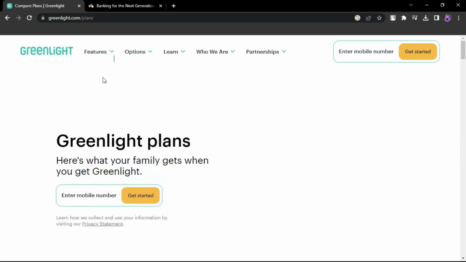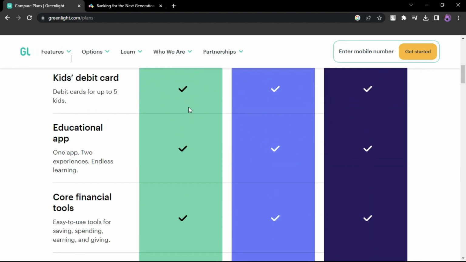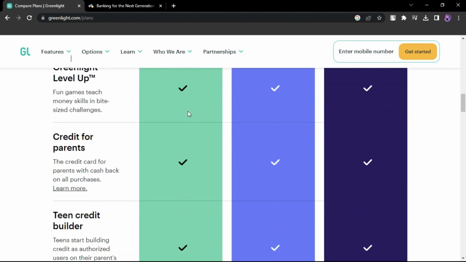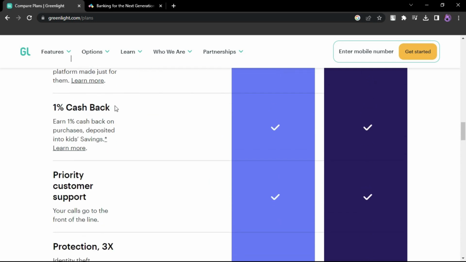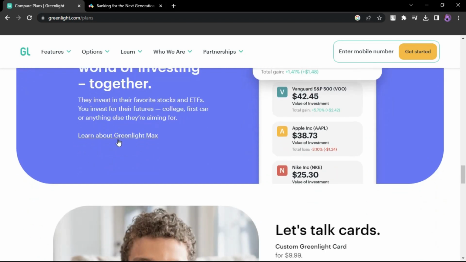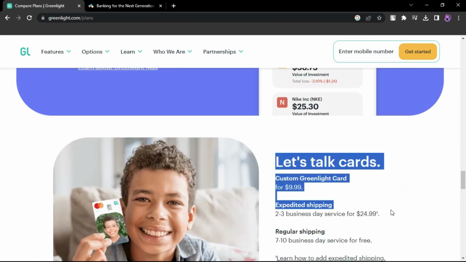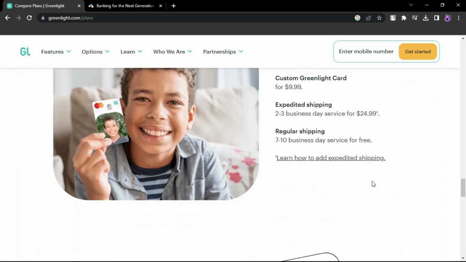Disadvantages of Greenlight. Limited direct deposit. Greenlight's direct deposit facility is somewhat limited. While teens can receive payments from their employers, other forms like PayPal, Venmo, or Apple Cash are not accepted. Limited international acceptance. The card might not be accepted in many countries.